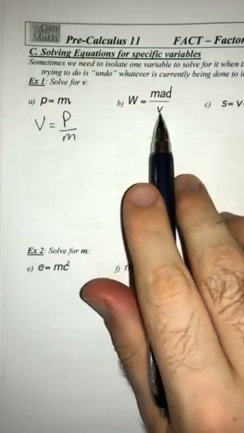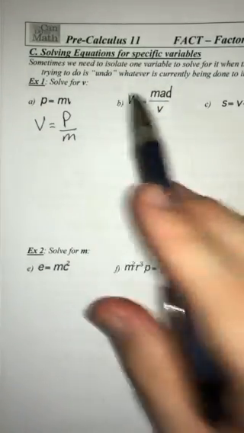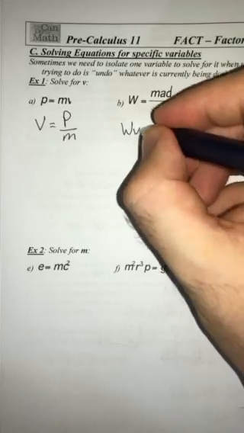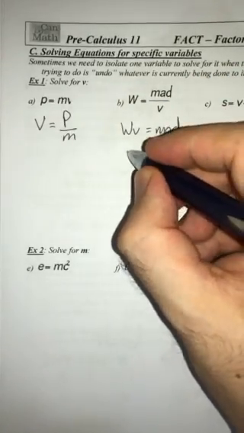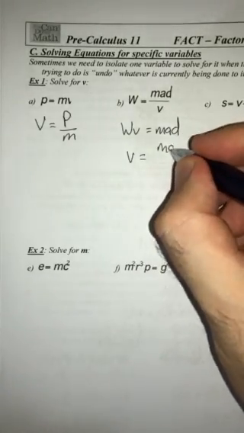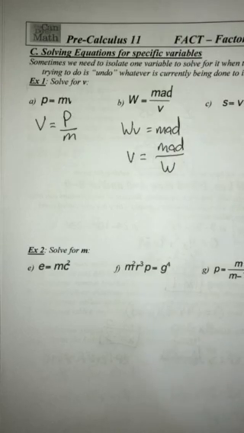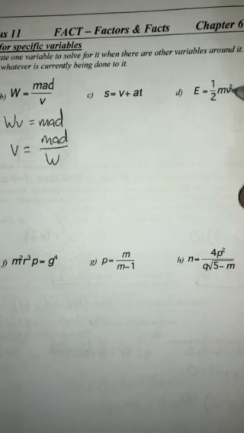This should be a d here. If I want to solve for v, multiply it to get it to the other side. So wv equals mad. Divide by w to get rid of that. V equals mad over w. So this is kind of the process you're going to go through in solving it. It's basically like what you've done before.